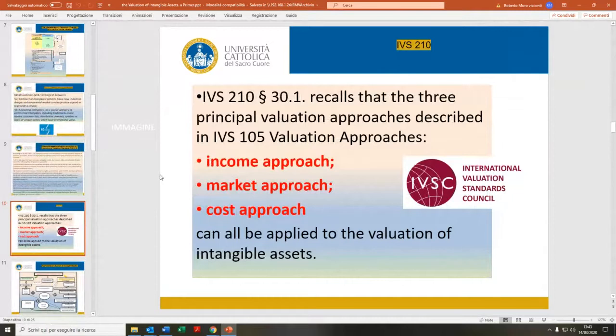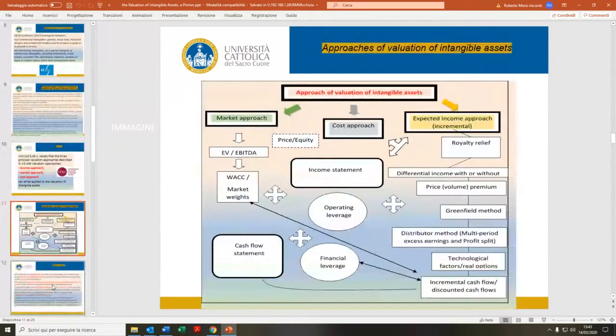Then we can have, again, according to the International Valuation Standard 210, three methodologies that we are going to use in the valuation of the intangibles: the income approach, the market approach, or the cost approach. We have in this slide a comprehensive evaluation of the three main methodologies.